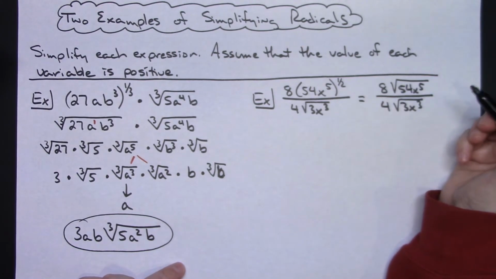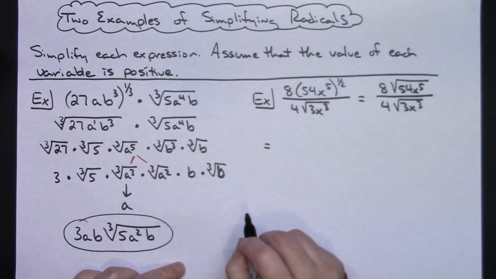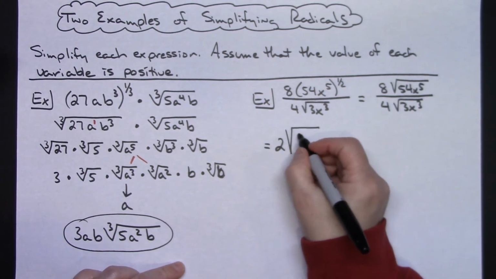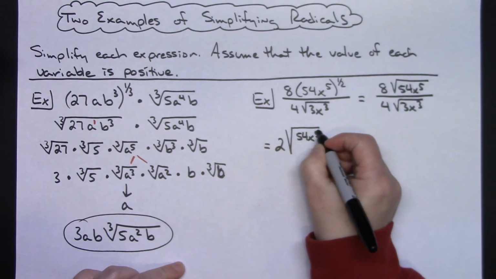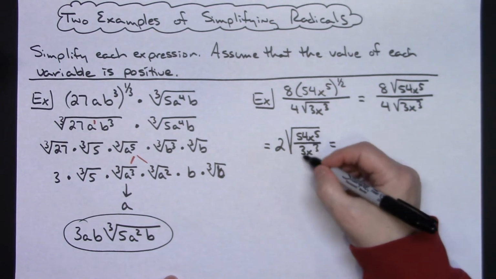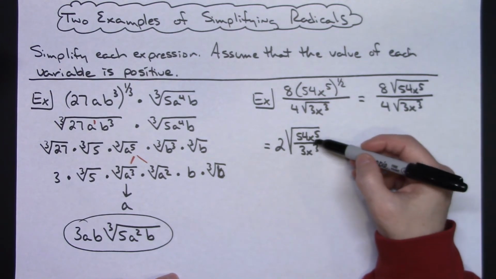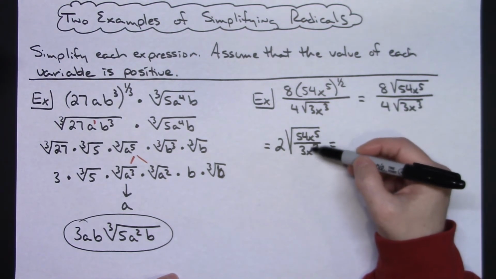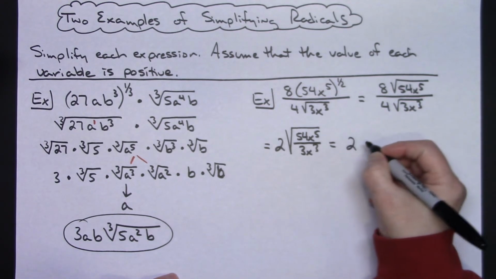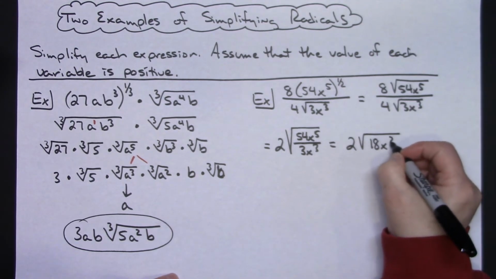The 8 and the 4 out in front, since they're just like coefficients to those radicals, I can go ahead and simplify those out in front. So then I would have a 2, writing that as a big radical, I would have 54x to the 5th over a 3x to the 3rd. And now we can simplify underneath that radical. 54 divided by 3 is going to give me an 18. And then when dividing like bases, I subtract the exponents. So I would be down to a 2 square root of an 18x squared.